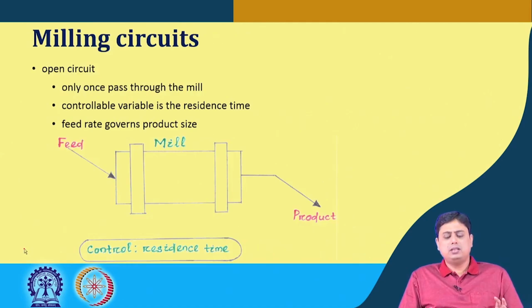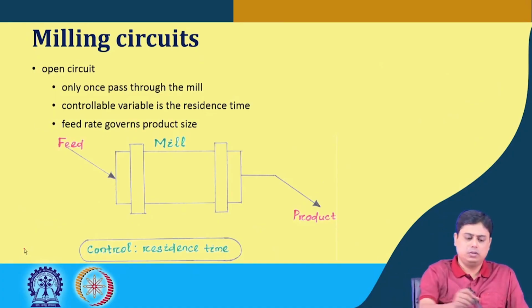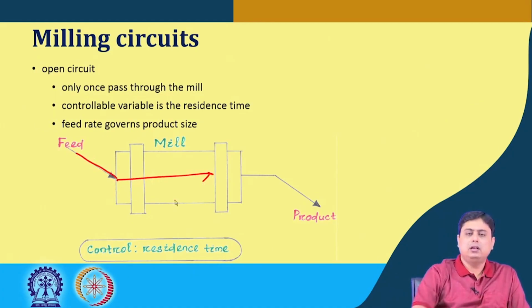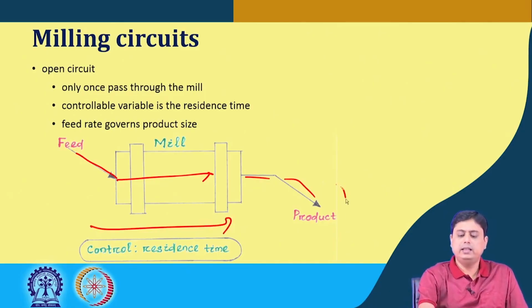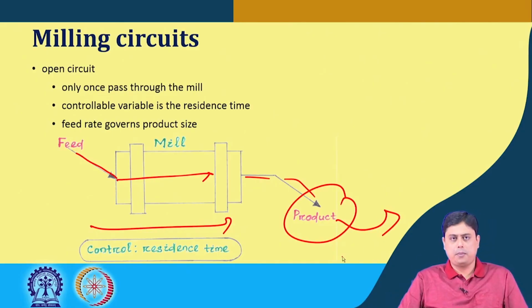So, typically these instruments can be operated in open circuit or closed circuit manner. Open circuit means open loop, where only one pass happens through the mill. That means the feed comes in, goes inside and leaves the mill after the crushing or grinding happens. This is the one-time pass, and then this product is used for further operations. Now, in this case, the only controllable variable is the residence time, and this residence time is important.